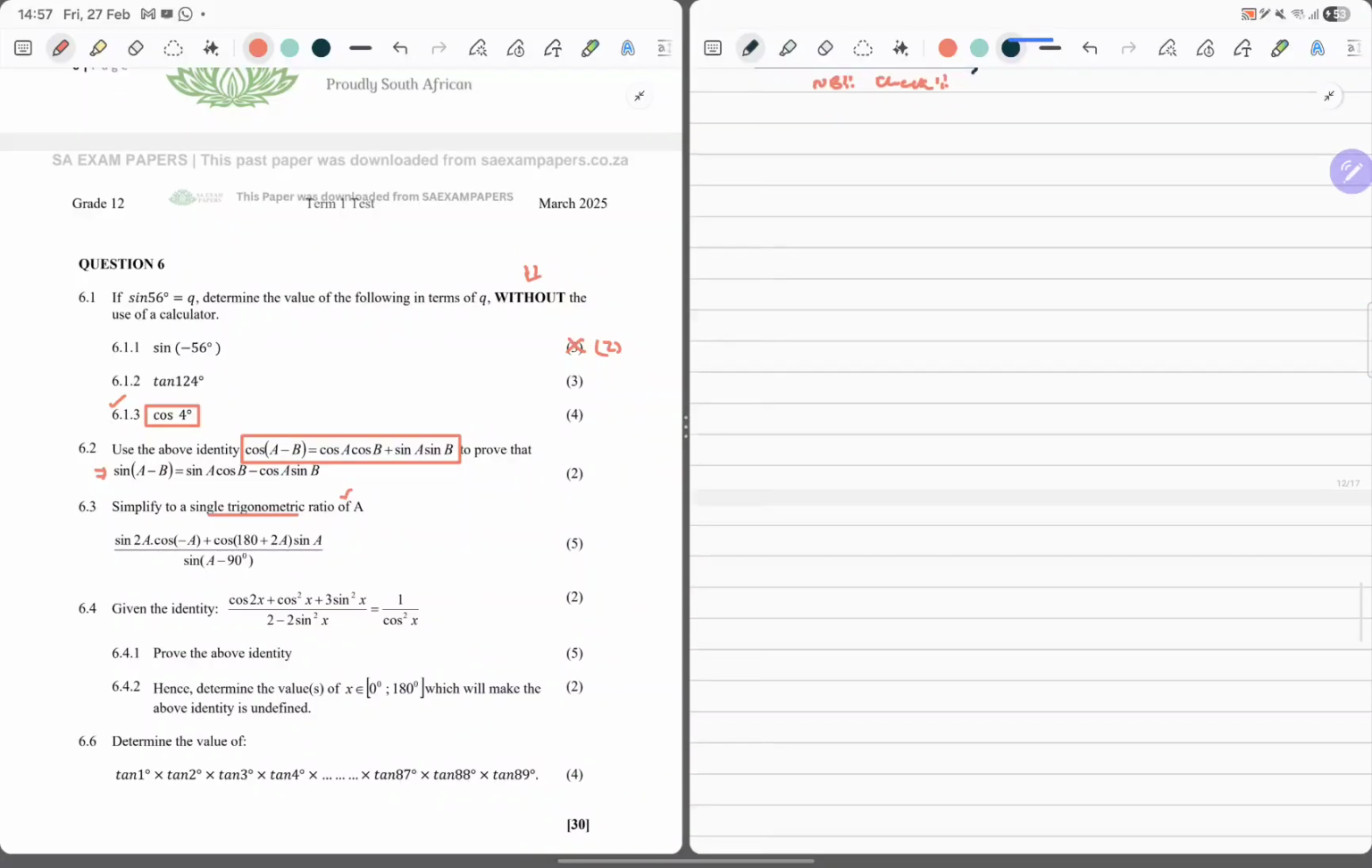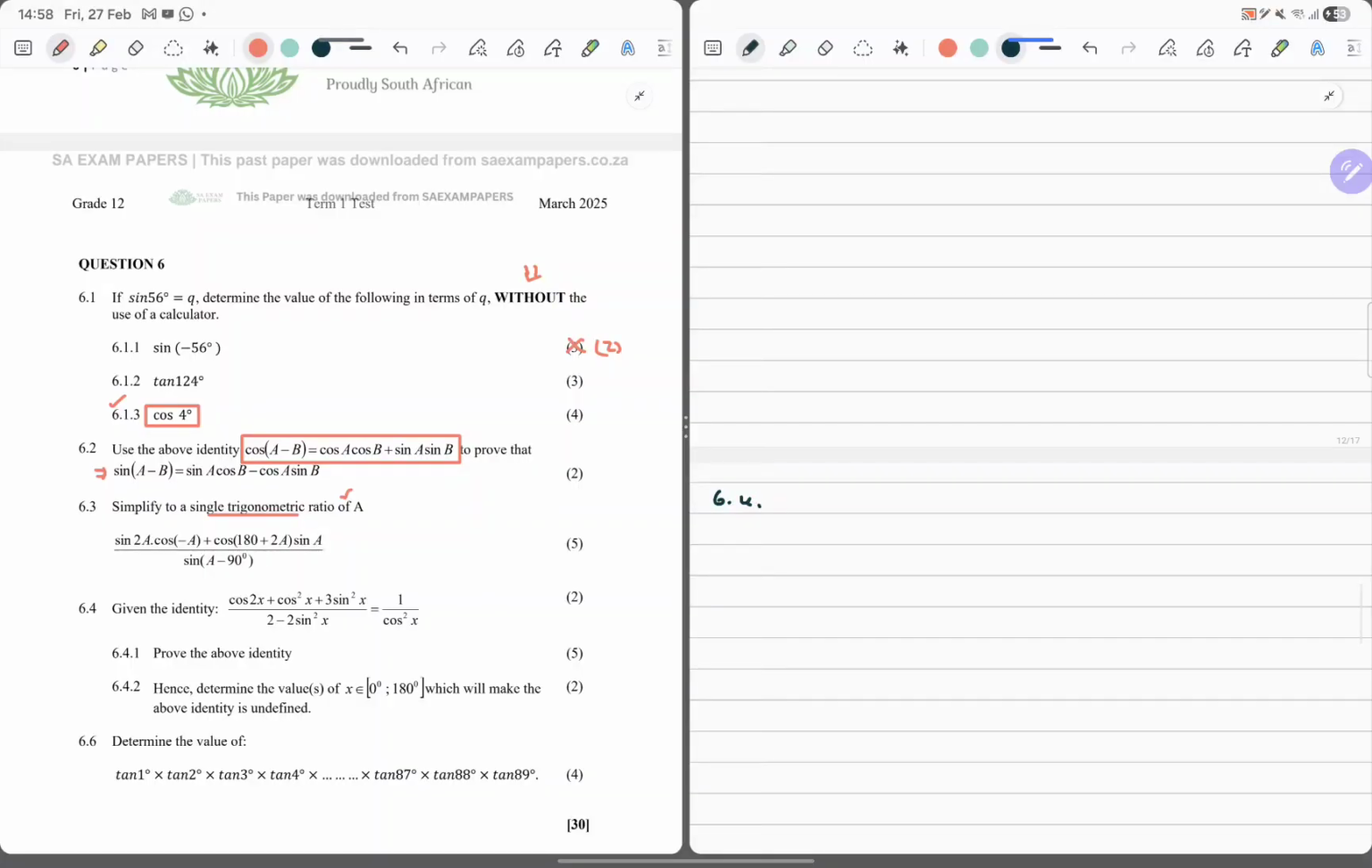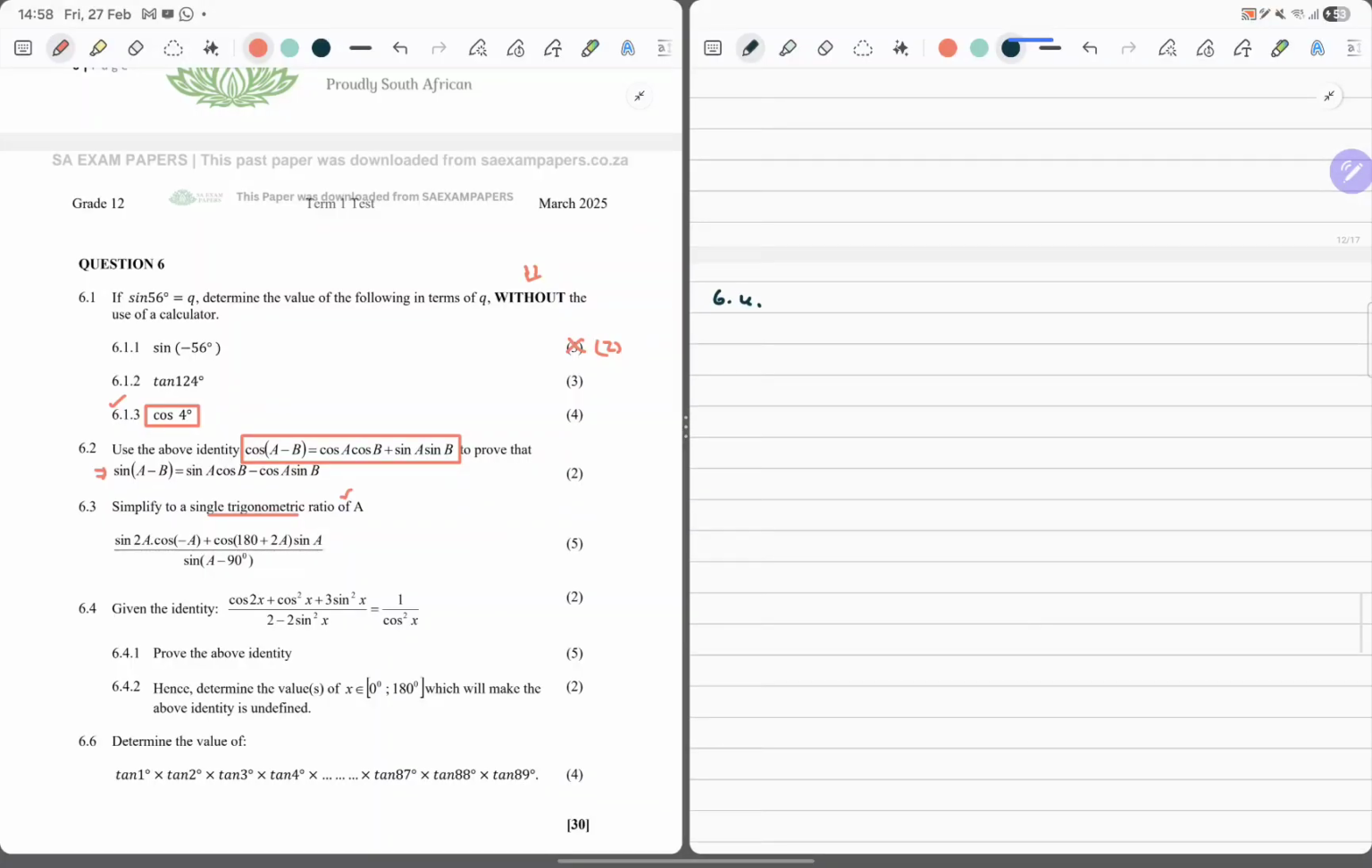Okay, so let's look at 6.4. 6.4 says, we're given this identity and we need to prove it, okay? So we're going to say 6.4.1. The left-hand side looks nice to start with, so we know that the left-hand side is equal to, we write it as it appears, cos 2x plus cos squared x plus 3 sine squared x, all divided by 2 minus 2 sine squared x.